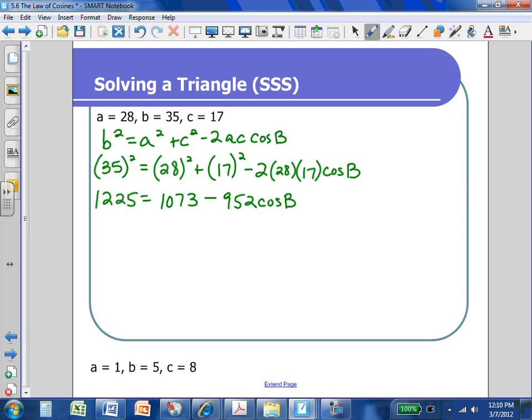If I go ahead and subtract 1,073 from both sides, that allows 1,073 to move away, and 1,225 minus 1,073 is 152. That's going to be equal to negative 952 cosine of angle B. Now to get cosine by itself, I need to divide both sides by negative 952.